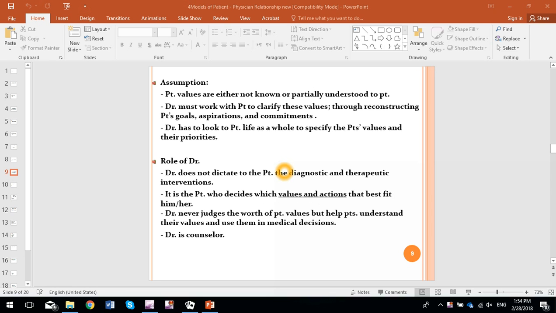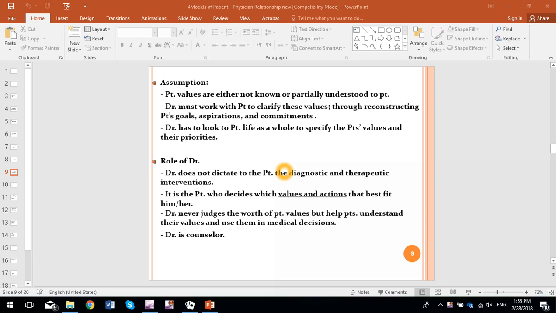What is the assumption here? That the patient values are either not known or only partially understood by the patient. From the aim of this model, which is to clarify the patient values, the assumption is that the patient values are unclear, and what is needed is to clarify them, or sometimes they are unknown. He doesn't know. And again, he tries to interpret what the patient wants based on his or her values. The second assumption is that the doctor must work with the patient to clarify these values through reconstructing the patient's goals, aspirations, and commitments.